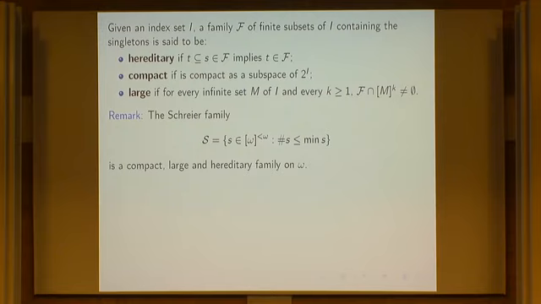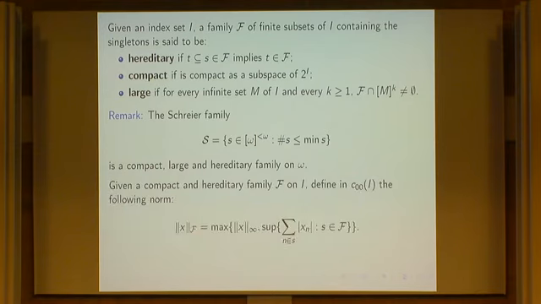Then we have the Schreier family, which is compact, large, and hereditary on omega. Given a compact hereditary family on an index set, we can define a norm on c00 of I, the finitely supported vectors on I. We can define this norm depending on the family. So we take the maximum, and there is this condition with the sup norm, the maximum norm, just to guarantee this will be a norm.